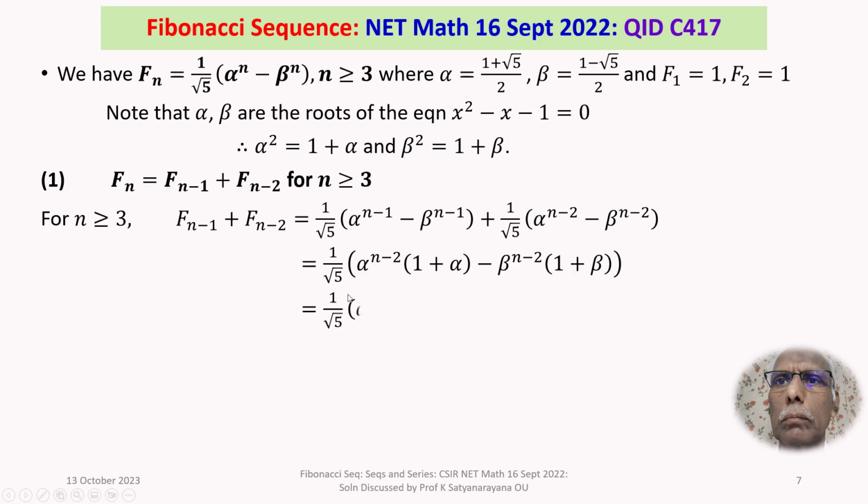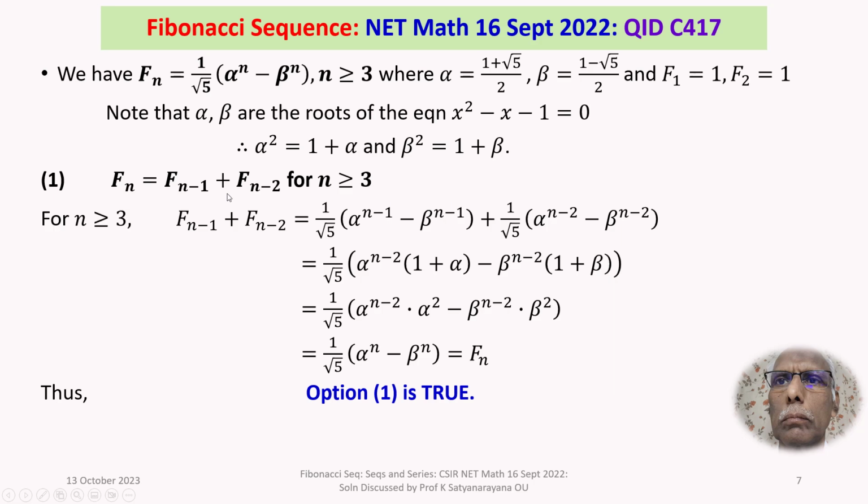Substitute that, then 1 by root 5 multiplied by alpha to the power of n minus 2 into alpha square, minus beta to the power of n minus 2 multiplied by beta square, that is equal to 1 by root 5 multiplied by alpha to the power of n minus beta to the power of n, which is fn precisely. So thus we got for n greater than or equal to 3, fn minus 1 plus fn minus 2 is equal to fn. Thus option 1 is true.